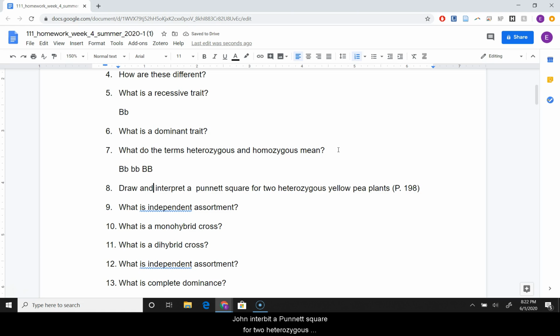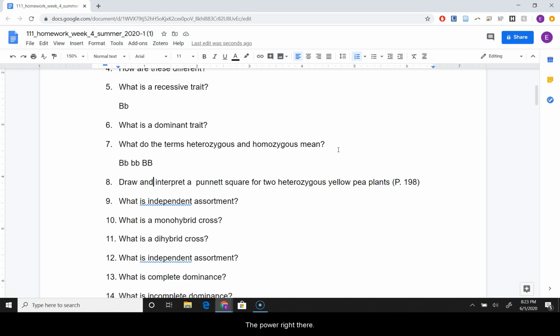Okay, draw and interpret a Punnett square for two heterozygous yellow pea plants. I refer you to page 198. Let's look at page 198. What am I talking about here? So, there it is. Just go to page 198. Make sure you understand what's going on with that particular Punnett square. I'm not going to do it because it's just right there.